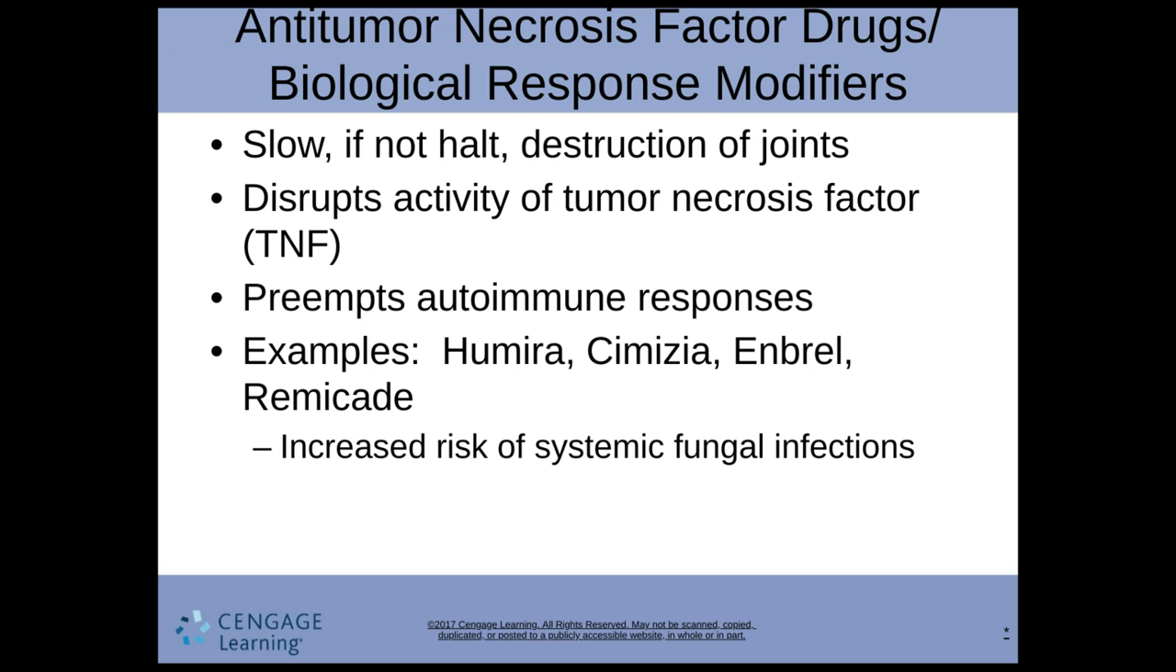And then we have anti-tumor necrosis factor drugs or biological response modifiers. So these slow, if not halt, the destruction of joints. It disrupts the activity of tumor necrosis factor. So tumor meaning a tumor, necrosis meaning the death of, right? So it preempts the autoimmune responses. Examples of this are things like Humira, Enbrel, Remicade. You can be at an increased risk of systemic fungal infections.